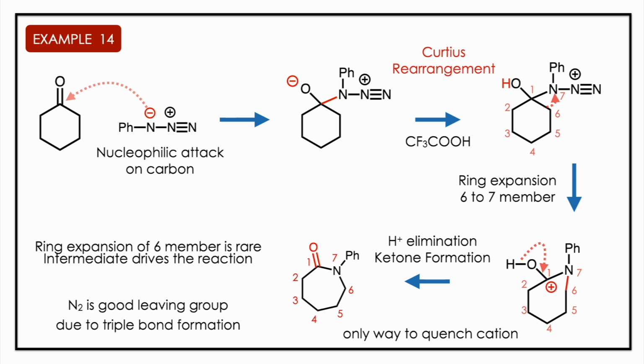Here cyclohexanone is the starting material, and the azide is the reagent. So the first step will be azide formation from C=O. It's a nucleophilic addition reaction with O minus. Later it will become hydrogen from the acetic acid.